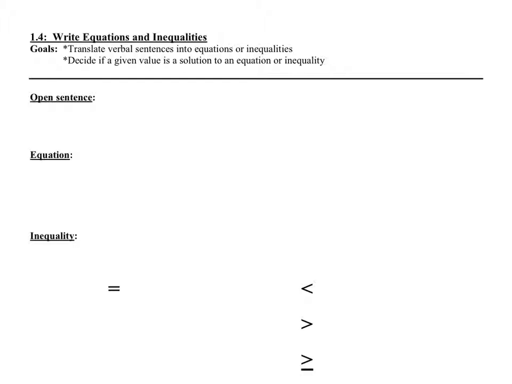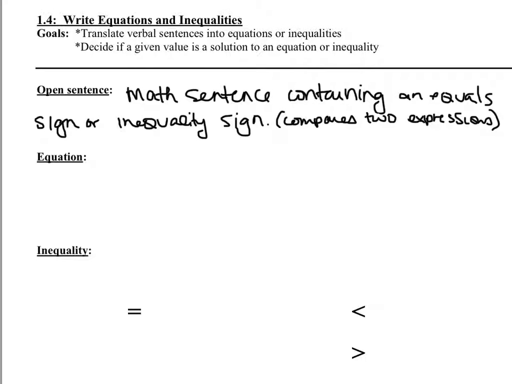So an open sentence is not something you're going to hear about very often, but essentially all it is, is a math sentence that either has an equal sign or an inequality sign. And essentially what it does is it compares two expressions. It just basically means you're going to have two sides. So you could have an expression on this side and then an expression on this side, and in the middle you're either going to have an equal sign or an inequality sign. There's just going to be two sides.